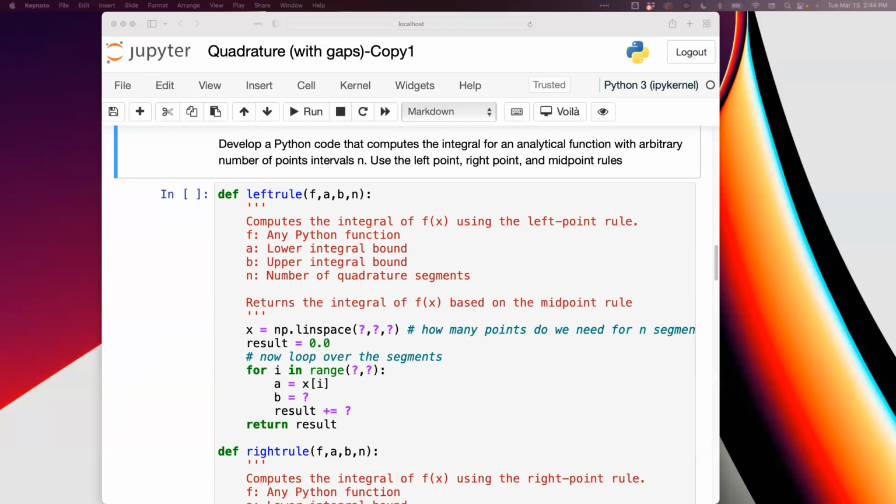So we're taking that interval A to B, and we're splitting it into points. And we're going to accomplish that with a linear space, right? So if A and B are 0 and 1, I want 0, 0.01, 0.02, 0.03. So we're using linspace to create that. So think about the linspace: start, stop. Where does it start from? Where does it go to? And how many points do you need in that linspace to define n segments?